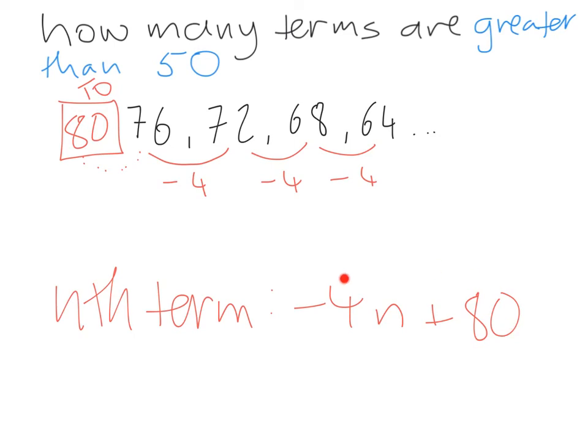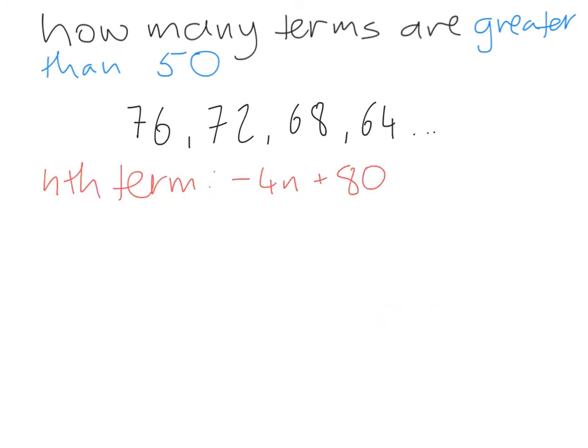And now we need to make this greater than 50 and solve to get the n on its own to find how many terms are greater than 50. So we have minus 4n plus 80 is greater than 50. Again, the alligator will always eat the bigger amount. So if minus 4n plus 80 is greater than 50, the alligator teeth have to be pointing towards that.